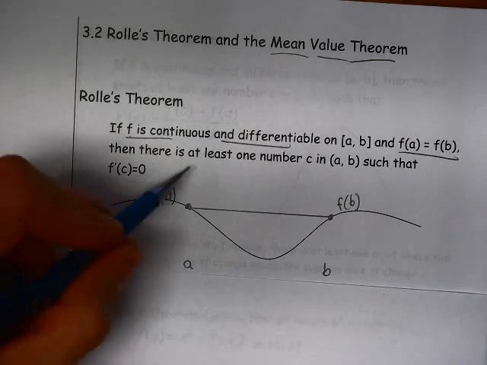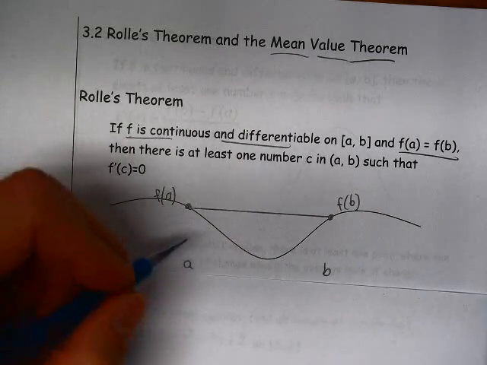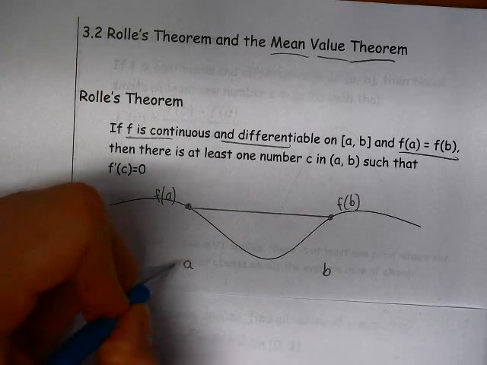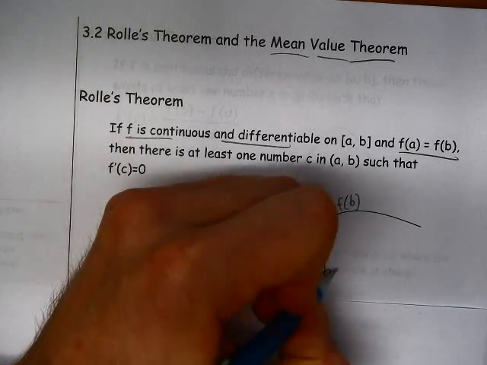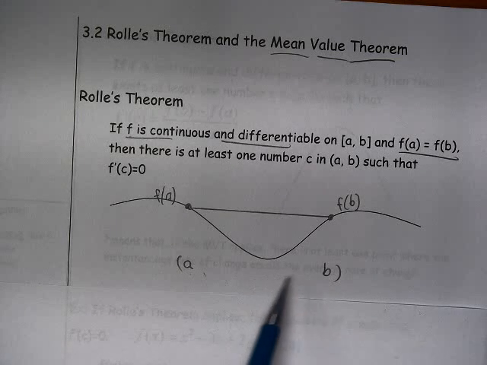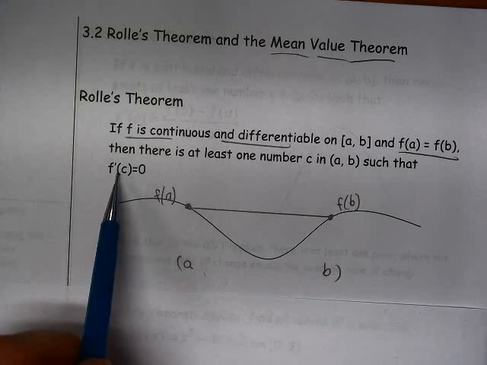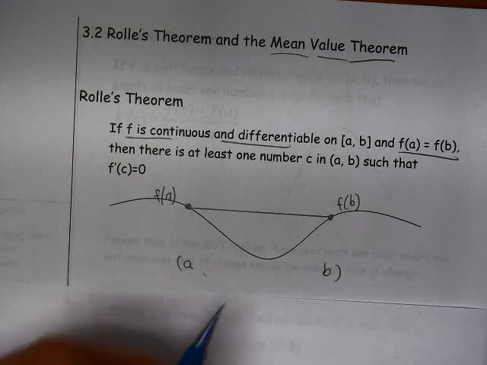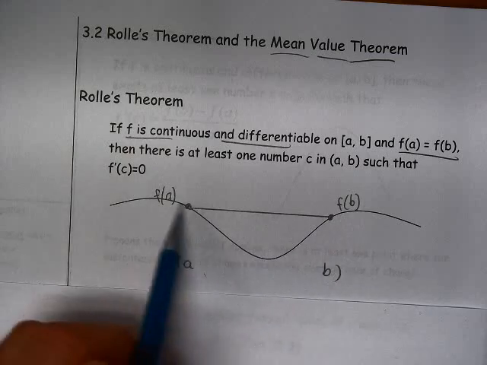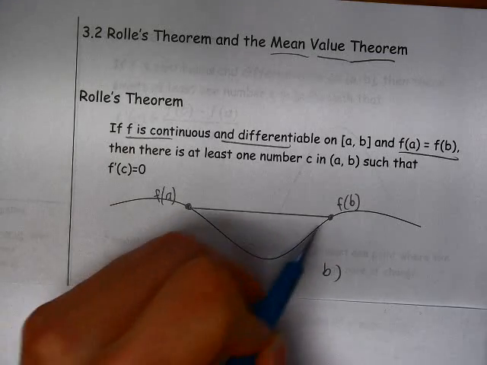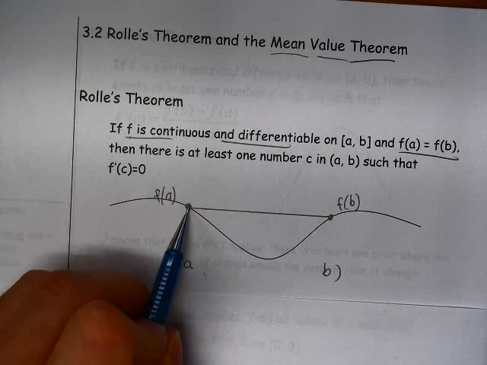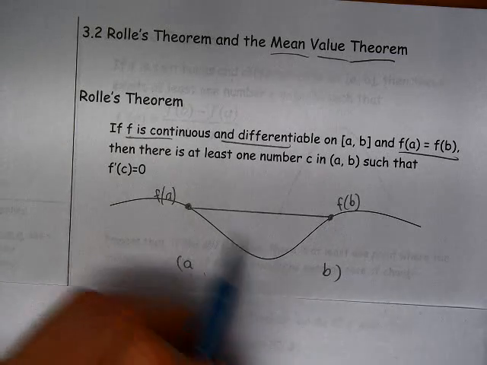Alright, so if those things are true, f is continuous and differentiable and f of a equals f of b, then there is at least one number c. So there's one x value c in this interval here. So there's some c in here such that f prime of c equals 0. And that means that since the average rate of change between a and b is 0, you can see that the slope of this line going from this point to this point is 0.